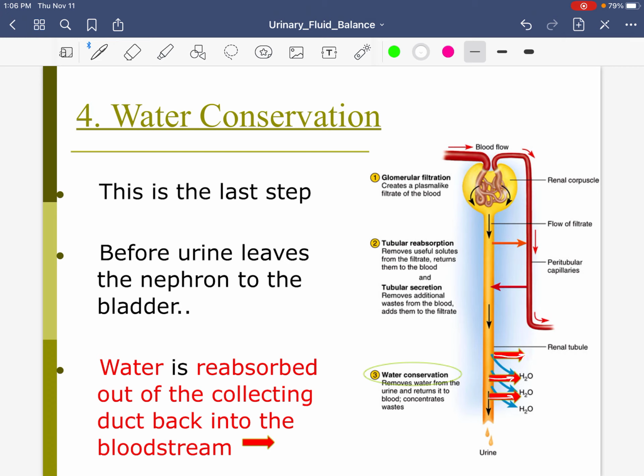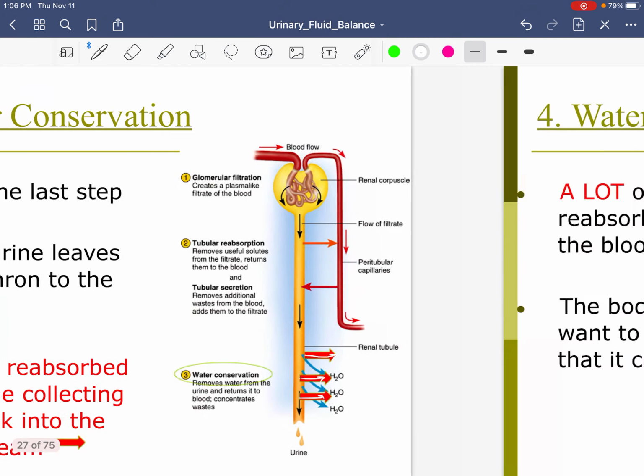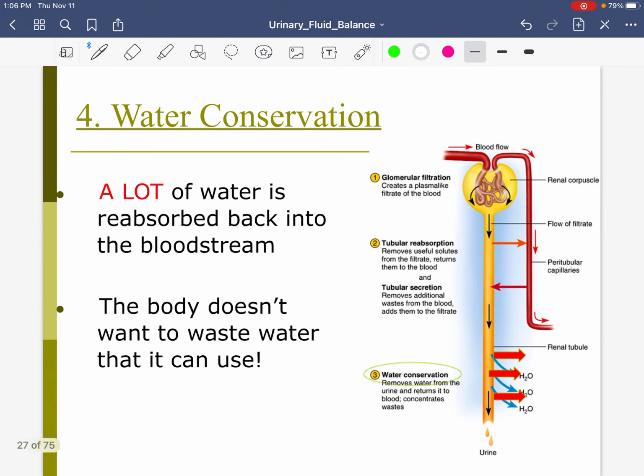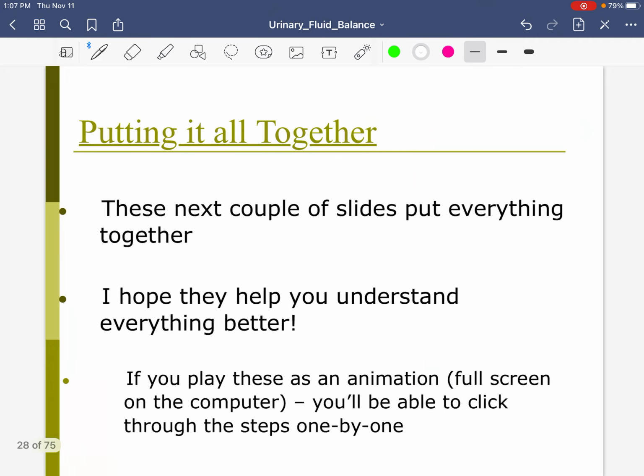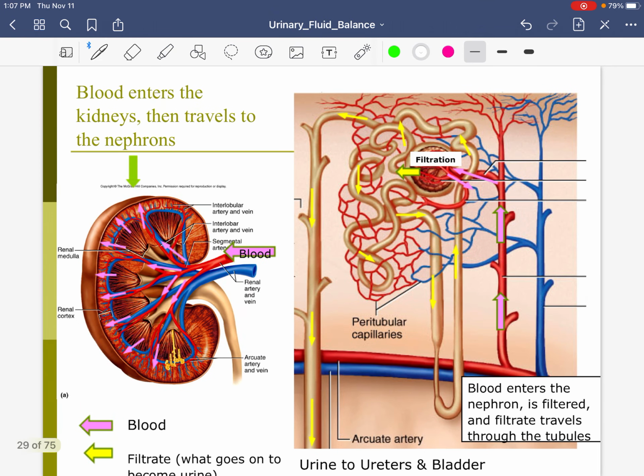And lastly, our water conservation. This is our last chance to reabsorb any water. And of course, because we're talking about reabsorb, we mean into the bloodstream, of water. And again, we reabsorb a lot. We reabsorb a lot because the body wants to keep it and recycle it.